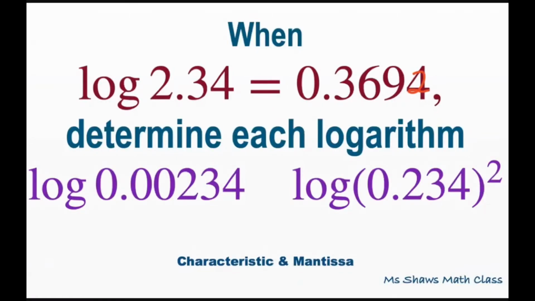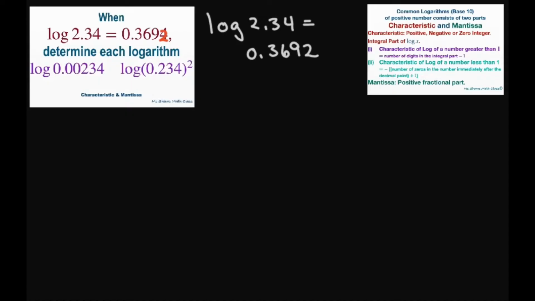Everyone. When we have log of 2.34 equals 0.3692, we're going to determine each of these logarithms. And we're going to use the fact that we have a common logarithm of base 10, and our common logarithm of log of x has two parts, the characteristic and the mantissa. The characteristic is a positive or negative integer part of log of x.